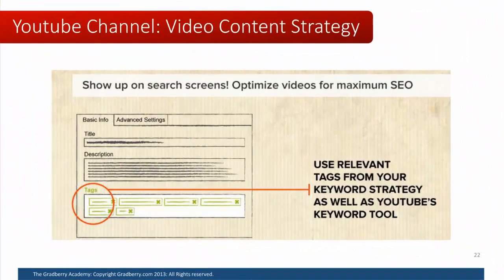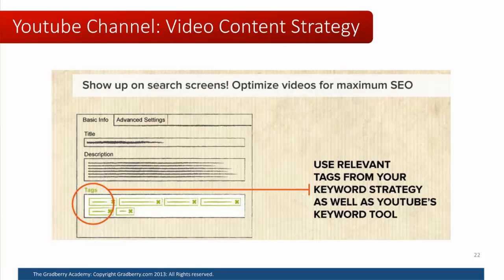All right. Also, you want to show up on search screens, so optimize your videos for maximum SEO, use relevant tags from your keyword strategy. So I've mentioned this several times in our earlier social media courses as well. You want to brainstorm keywords. The best part is once you've brainstormed these keywords, you can continuously and repetitively keep using them in your YouTube strategy, Twitter, Facebook, you name it.